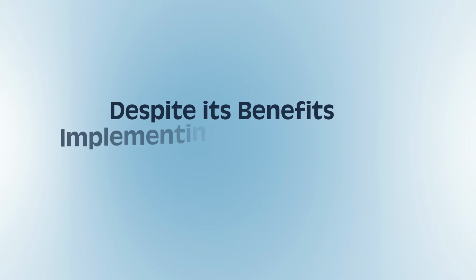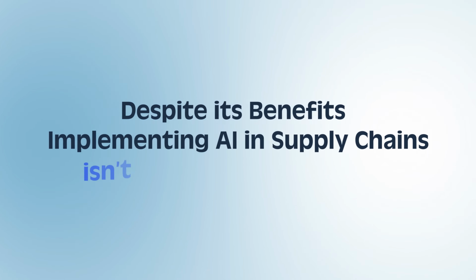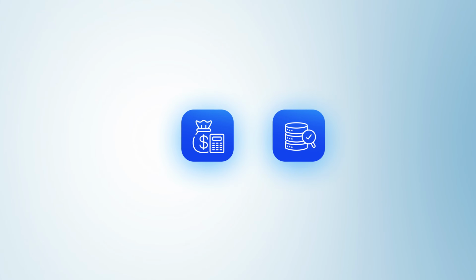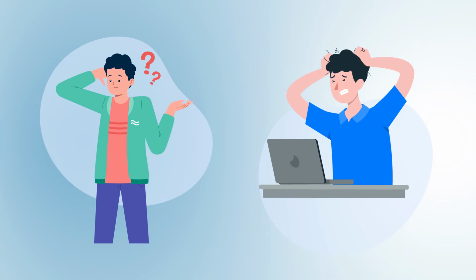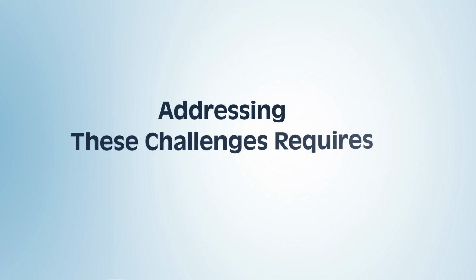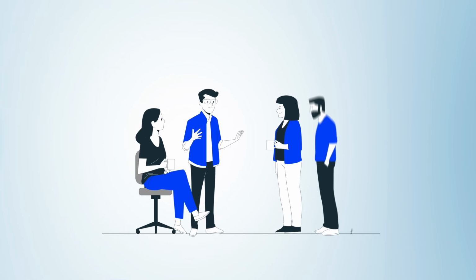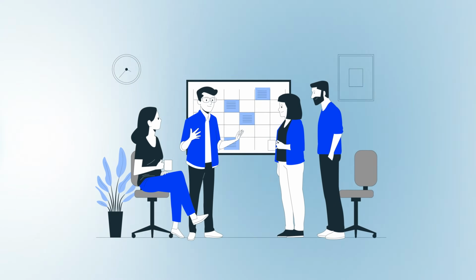Despite its benefits, implementing AI in supply chains isn't without challenges. High initial costs, lack of quality data, and integration complexities are common roadblocks. Additionally, resistance to change and a lack of skilled personnel can slow down adoption. Addressing these challenges requires strategic planning and collaboration across all levels of the organization.